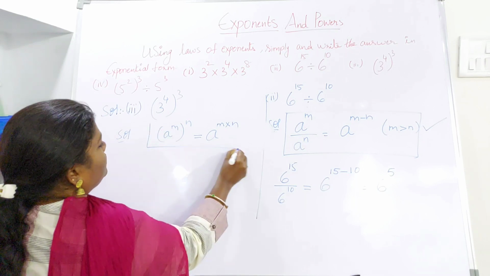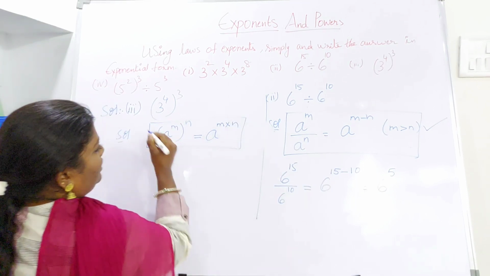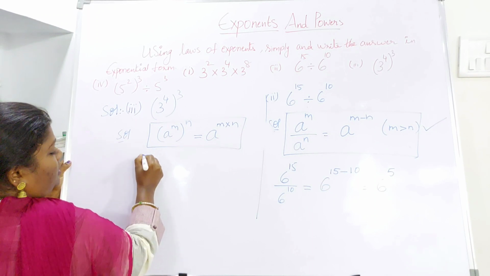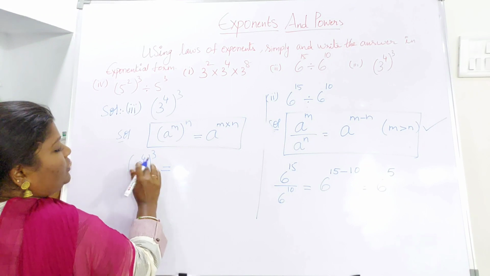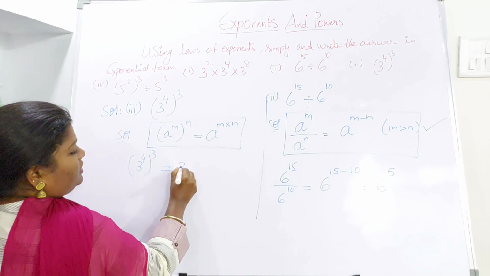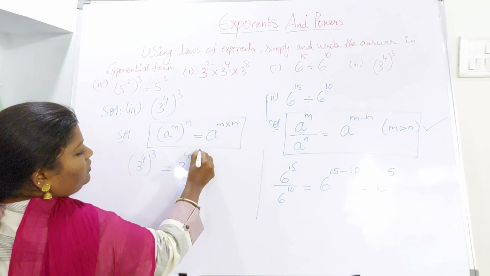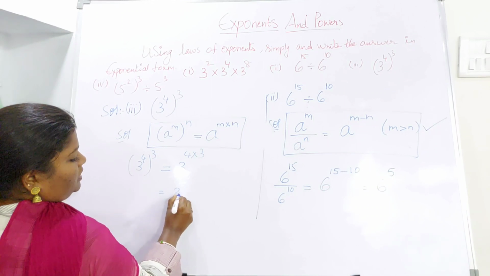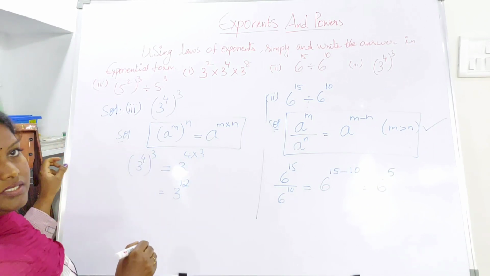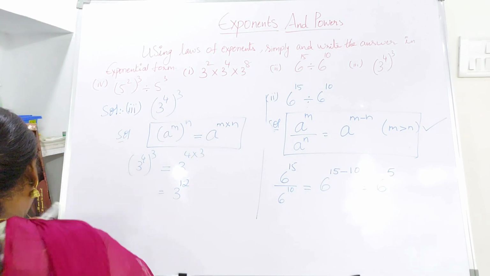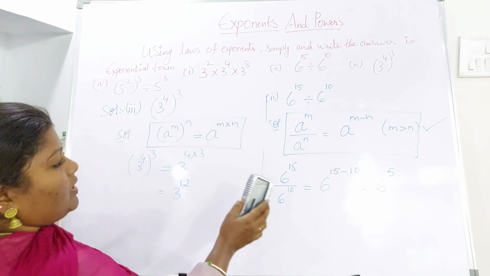Yes, so let me take the problem: 3 power 4 in whole to the power of 3. Now you need to multiply the powers: 3 to the power of 4 into 3. Now 4 into 3 is 12. Yes. So let me explain the next one.